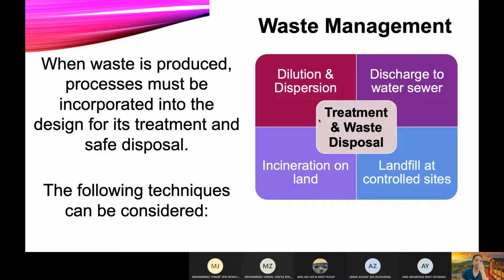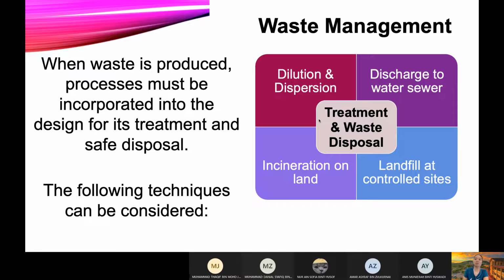Okay, so make sure for those who came today, please tell your member who does this part, they cannot discuss generally. They must really specify what their strategy is, and the examples must follow their plant's chemicals, their plant's situation. Okay, so the waste can be for the treatment and waste disposal. It can be either dilution, dispersion, discharge to water sewer, incineration, or landfill at control site.